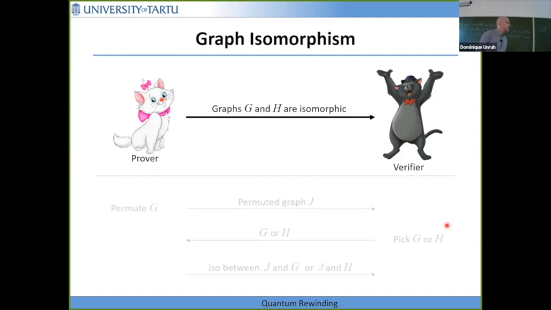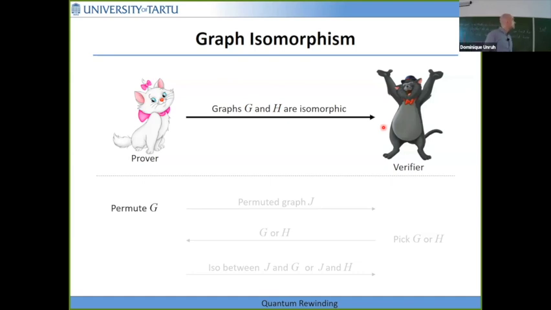So let's say we have this prover here who wants to prove to the verifier that two graphs G and H that are known to both are isomorphic. So the prover knows an isomorphism between G and H, but the verifier, the black cat, does not know this isomorphism. We could of course just send the isomorphism, but we want to do it in a way that the verifier after the proof is convinced of the existence of the isomorphism, but will not know what the isomorphism is. So how can we do that?